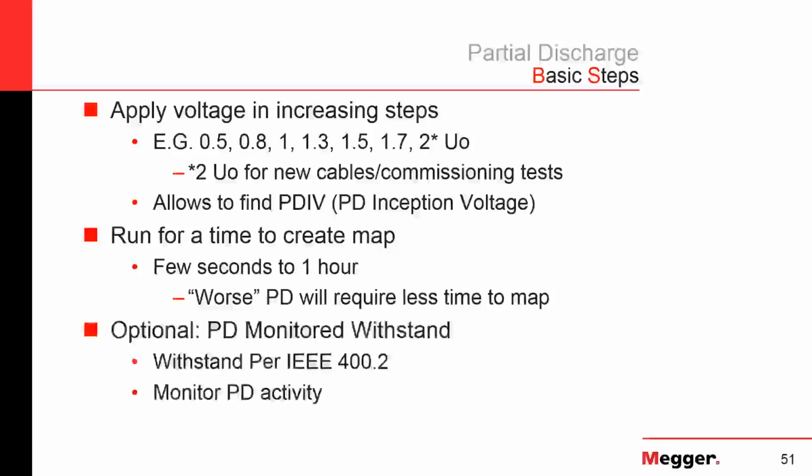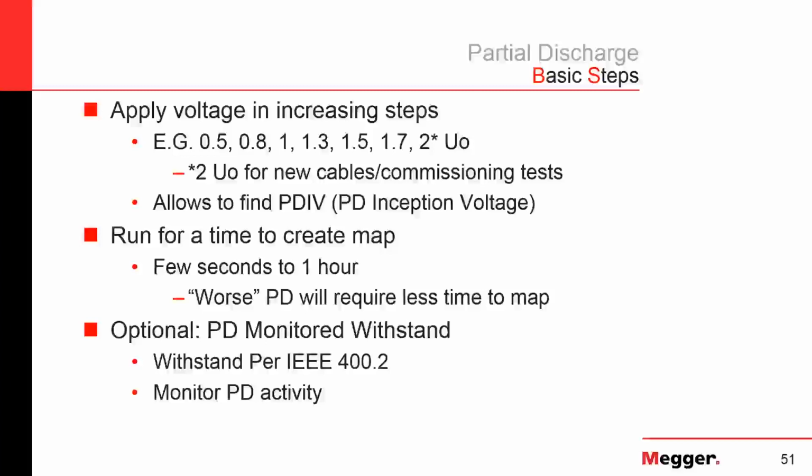Optionally, we can do a partial discharge monitored withstand test. So if we remember back to the first section of this presentation, we talked about VLF withstand testing, where we run the test for 30 to 60 minutes. We take those parameters, the 30 to 60 minutes, 0.1 hertz, and we apply that voltage again, but now we monitor it for partial discharge activity. That means our withstand test is no longer a blind go, no-go test, but it becomes a little bit more diagnostic as well. And this allows for two things.